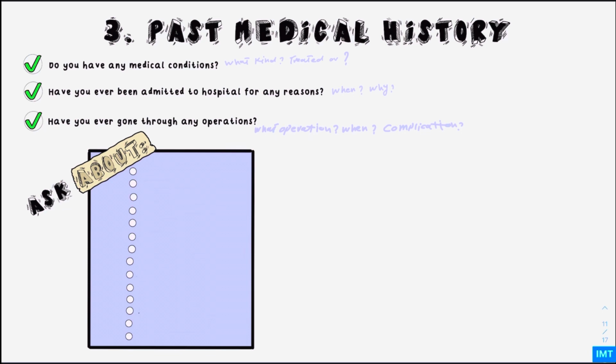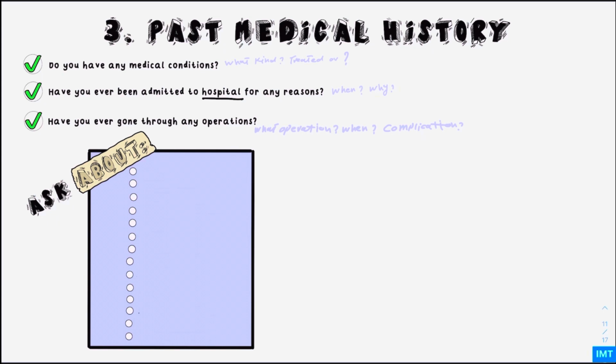Okay, third of all, past medical history. In past medical history, ask an open question: do you have any medical condition? What kind of medical condition? Was it treated or not? Next, you should ask, have you ever been admitted to the hospital? Very, very important question. When? Why? Okay, these are open questions.